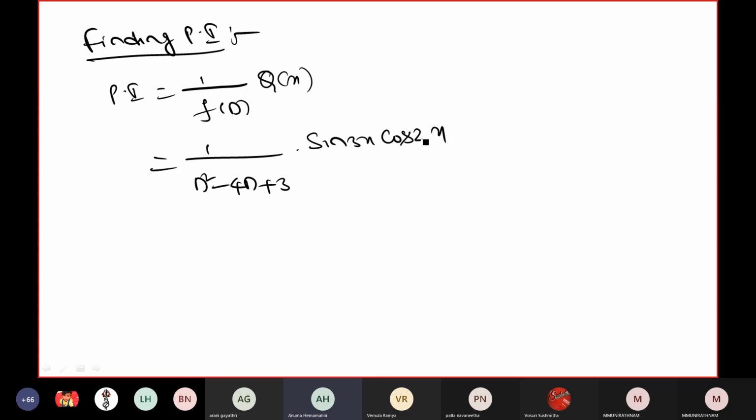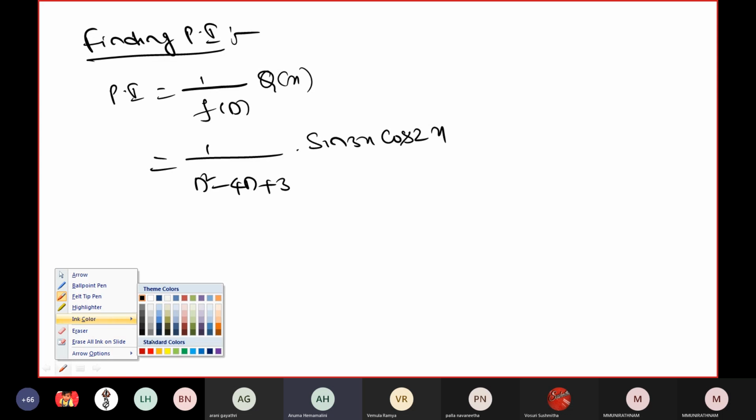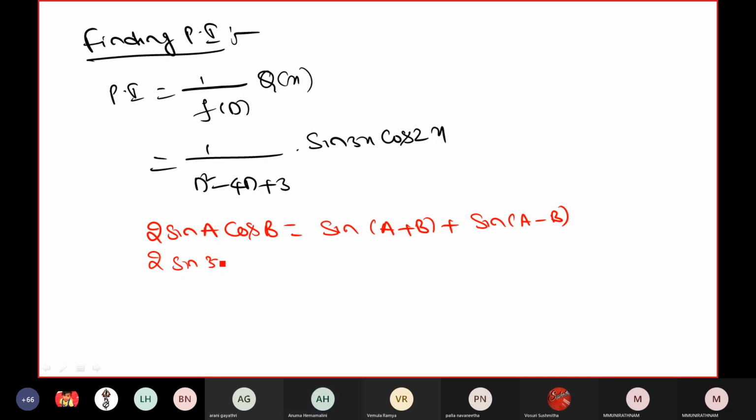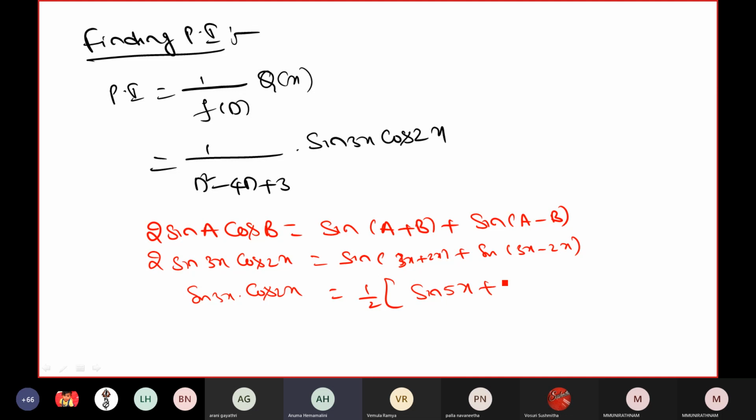ఇప్పుడు ఎలా చేయాలి? Anyone? 2 sin A cos B. What is the formula? 2 sin A cos B is sin of (A plus B) plus sin of (A minus B). ఓకేనా అంటే 2 sin 3x cos 2x అంటే ఏం రాయాలి sin of 3x plus 2x plus sin of 3x minus 2x. అంటే sin 3x into cos 2x అంటే ఏం రాయాలి 1/2 times of (sin 5x plus sin x).